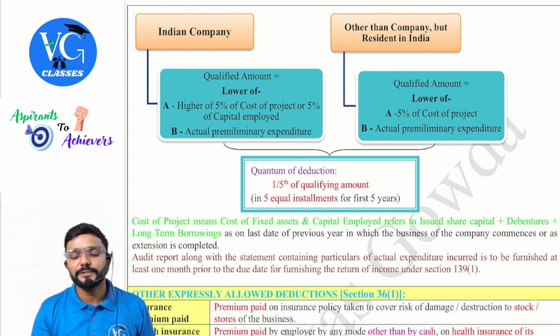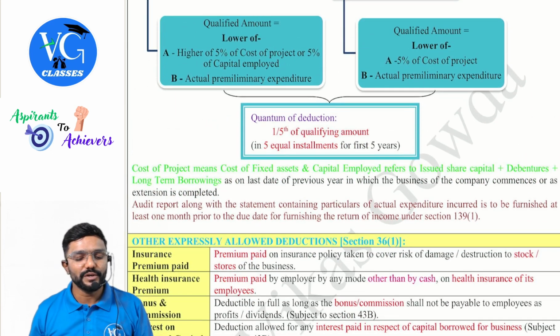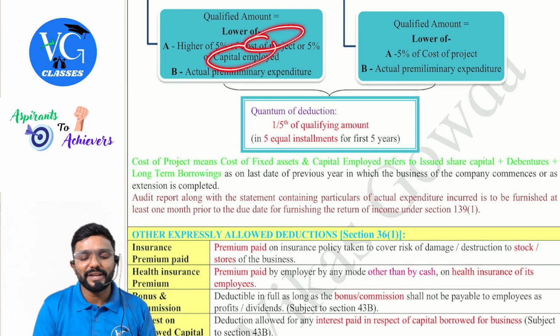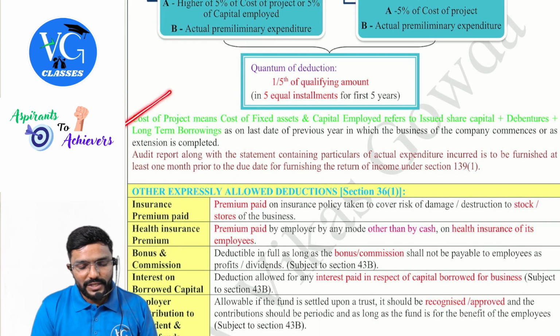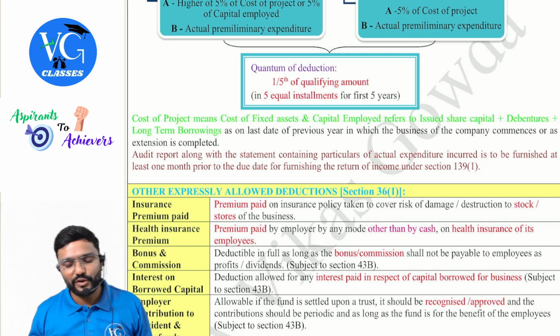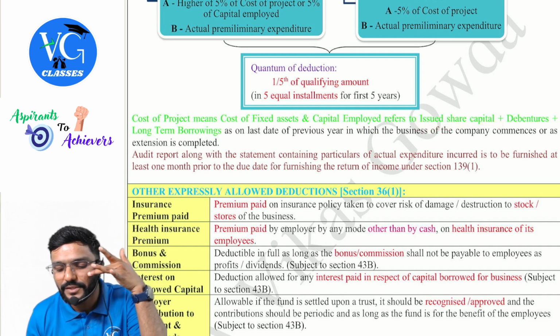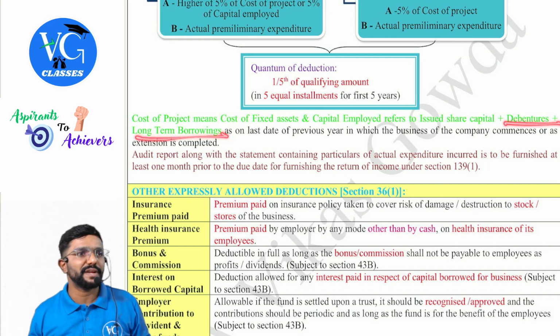Okay. And for others, please be careful, only if they are resident, deduction is allowed under section 35D for preliminary expenses. Now, what is this cost of project, capital employed and all? Cost of project means the cost of fixed assets, which we use for the long term. Then capital employed refers to what? Issued share capital, which includes both equity as well as preference, plus debentures, plus long-term borrowing.